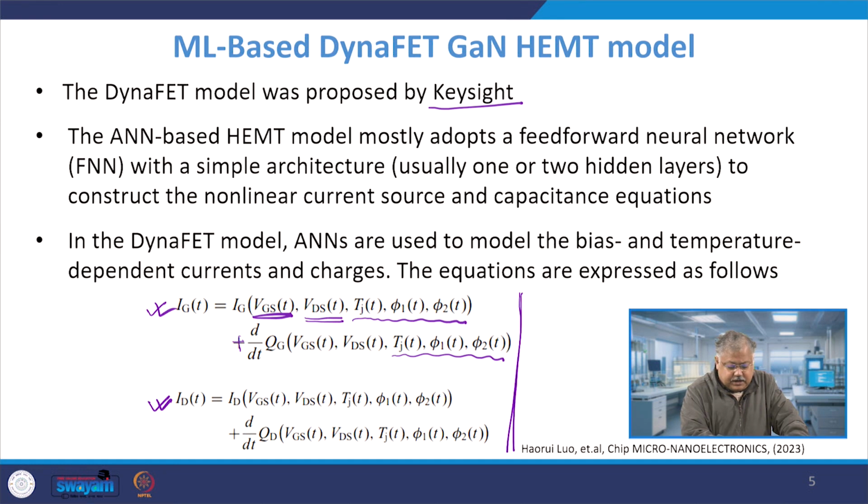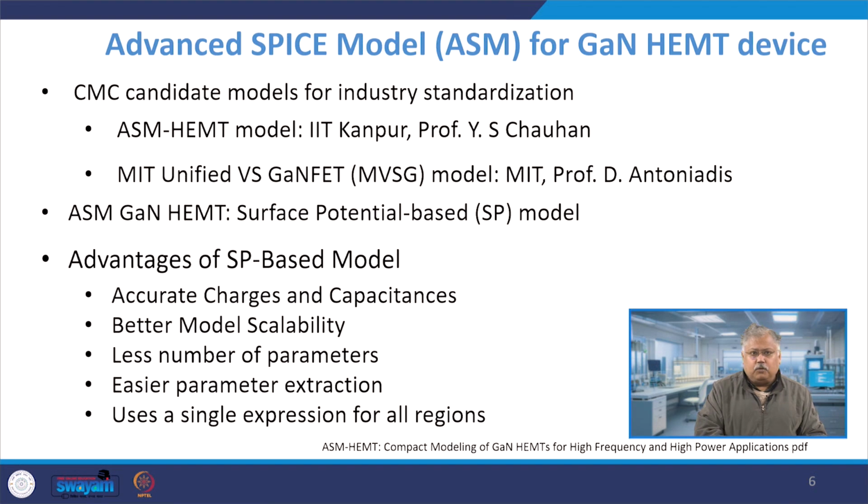So this was for Ig and this is for Id. The only change which you see is that this Qg is replaced by Qd. So Qd is the total amount of drain charge, or the total amount of charge available on the drain side, and Qg is the total amount of gate charge which is available to me just near the gate, which you see. And this is based on bias and temperature dependent current and charges. This is the expression which we typically follow for the case of a DynaFET GAN HEMT model.